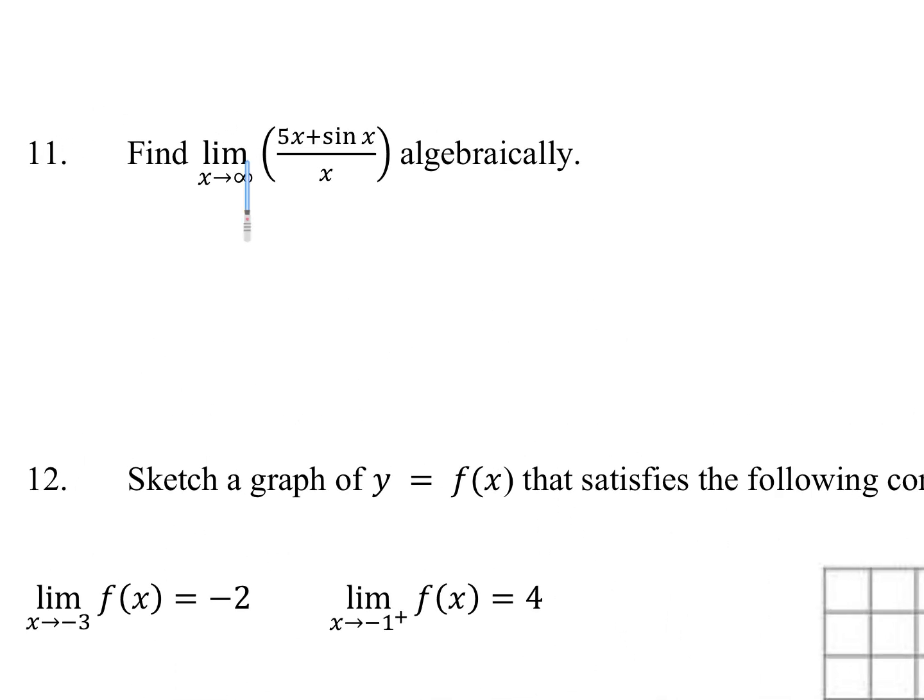Find this guy. If I plug in infinity here, correct me if I'm wrong, wouldn't this be infinity over infinity? Whew, that's insane. Could we break this down? We got this. 5x over x plus sine of x over x. You got it. And then that'd be 1.